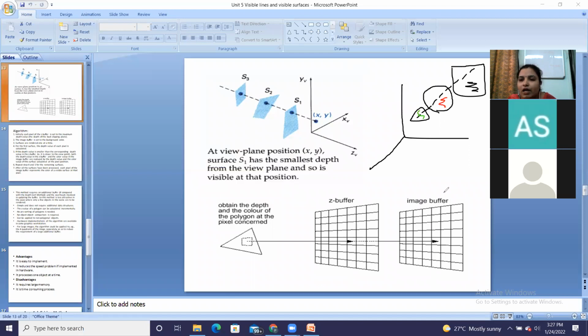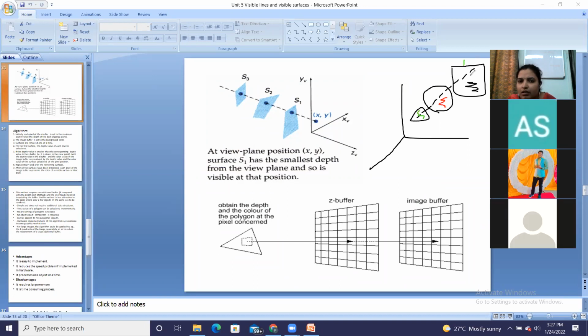Okay, so what will happen? It will check for this surface first. This is your surface number 1. Surfaces are rendered one at a time.